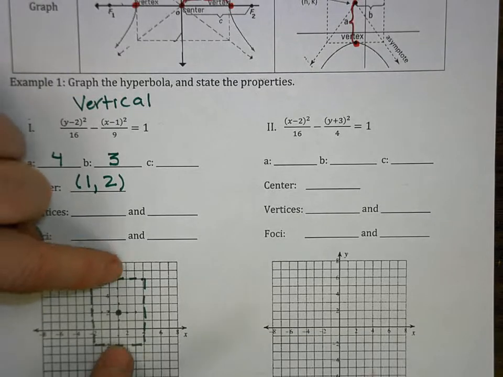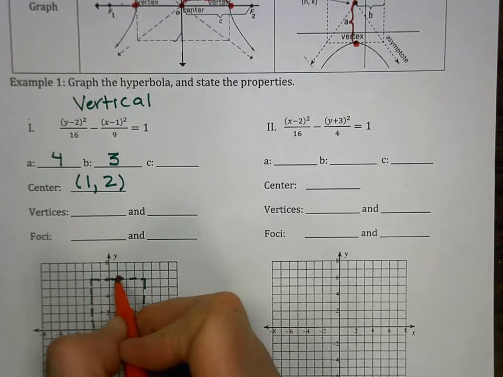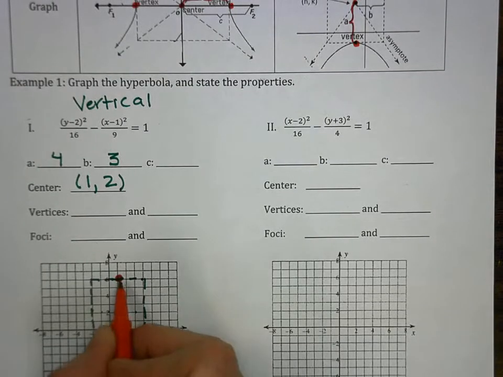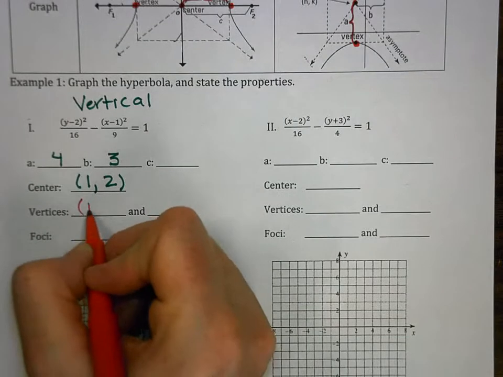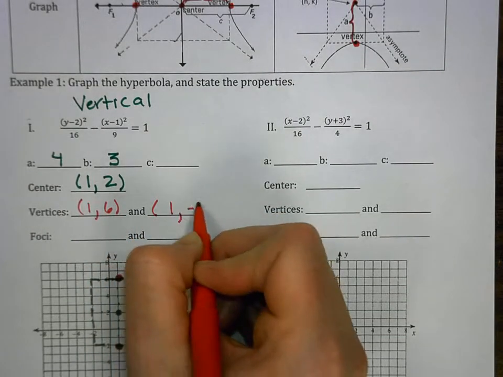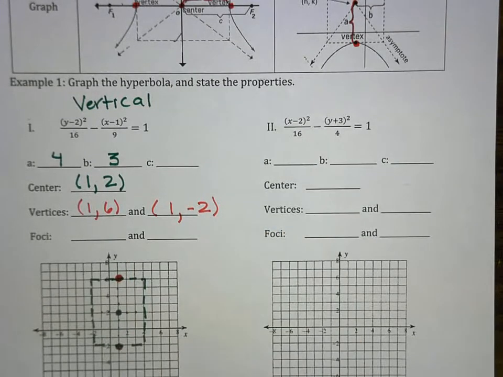Okay. Now what we want to do is establish the vertices. It's a vertical hyperbola. So the vertices are at the top and center of the box and the bottom and center of the box. So let's get these coordinates. So they are 1, 6, and 1, -2.